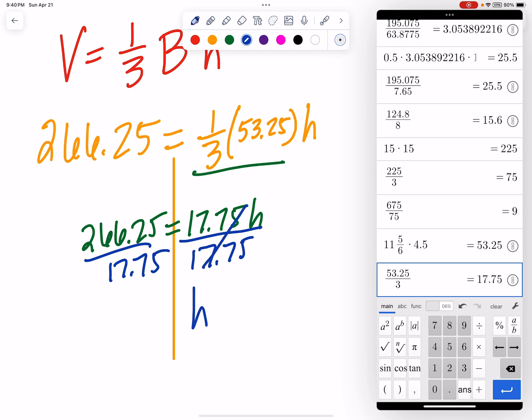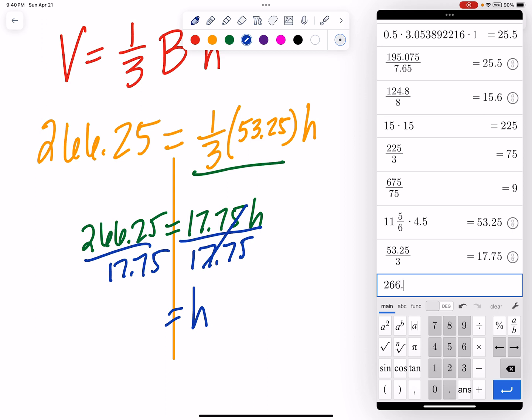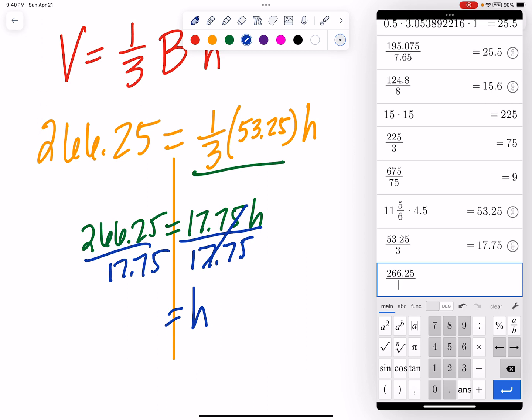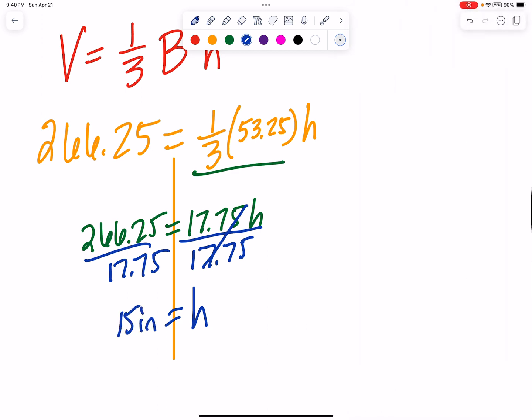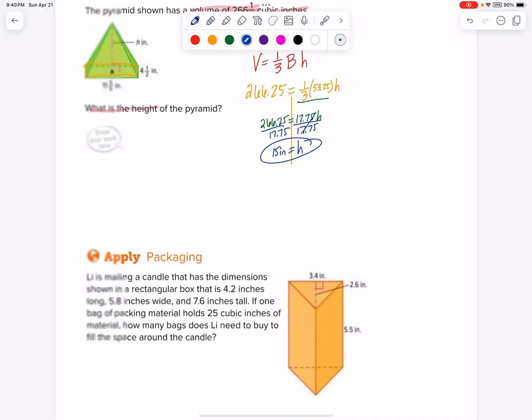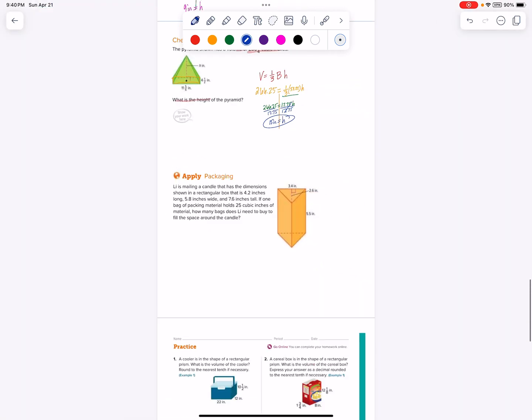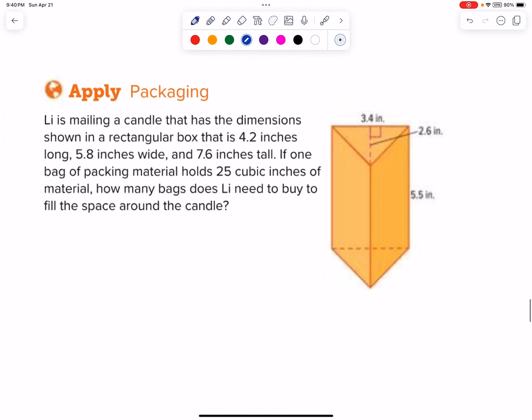And we end up with a height of 15 inches. And there we go. There's our height. All right, so here's our apply, and then we'll get on to the practice and homework.